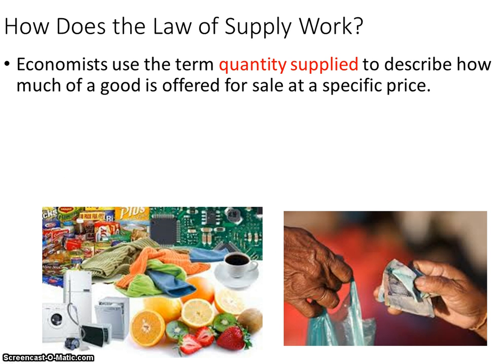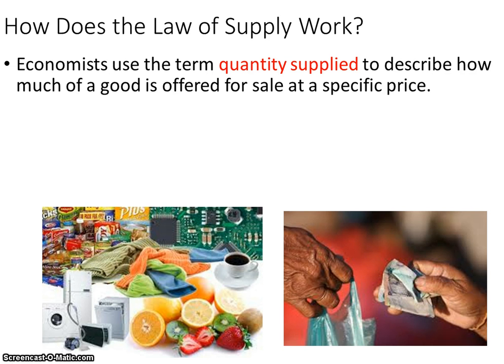So how exactly does the law of supply work? Well, first, let's make sure we understand some of the key vocabulary of this section. Economists use the term quantity supplied to describe how much of a good is offered for sale at a specific price. With that being said, as price starts to fluctuate up or down, your quantity supplied at each one of those prices will also fluctuate.